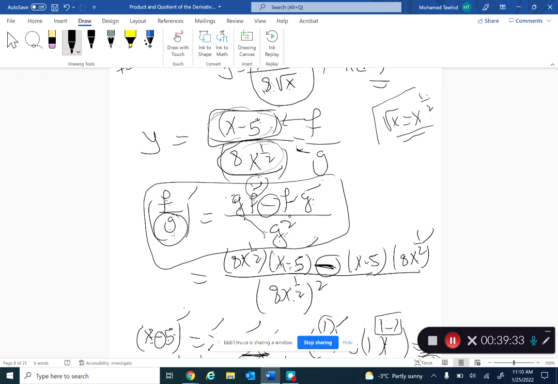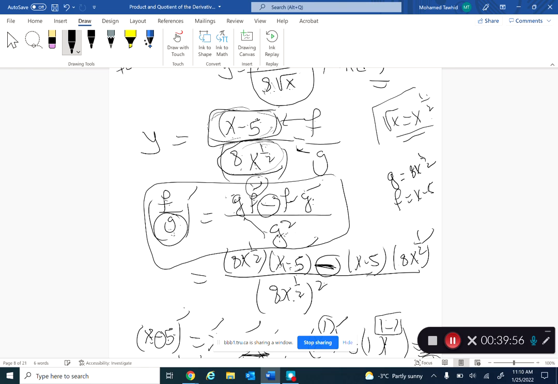So now, what is your g? Whatever you have down, that is your g, which is 8x to the power 1 over 2. Whatever I have up, that is your f. So your g is 8x to the power 1 over 2, and your f here is x minus 5.